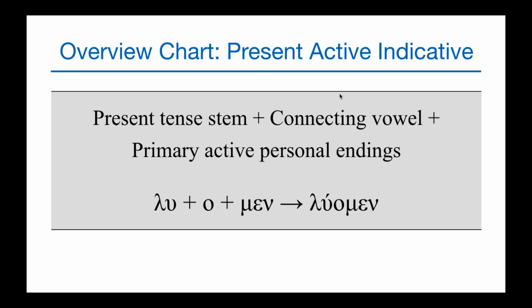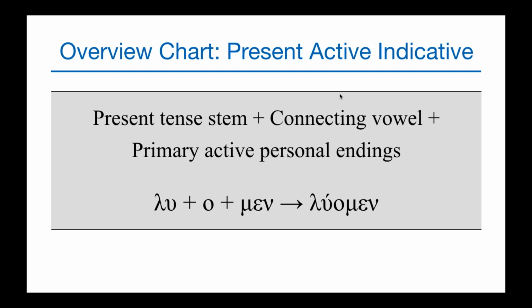So you see the present tense stem, then you're going to have a connecting vowel. For the purpose of this week, you're either going to have an omicron or an epsilon. And with one exception, an omicron lengthens to an omega. But besides that, you're going to have either an omicron or an epsilon. And then the last thing you're going to have is primary active personal endings. Primary has to do with the words that are used without the augment, which is something we're going to learn later.